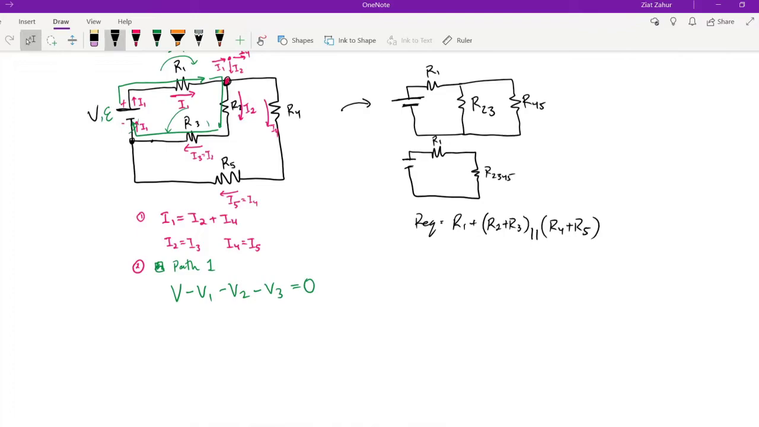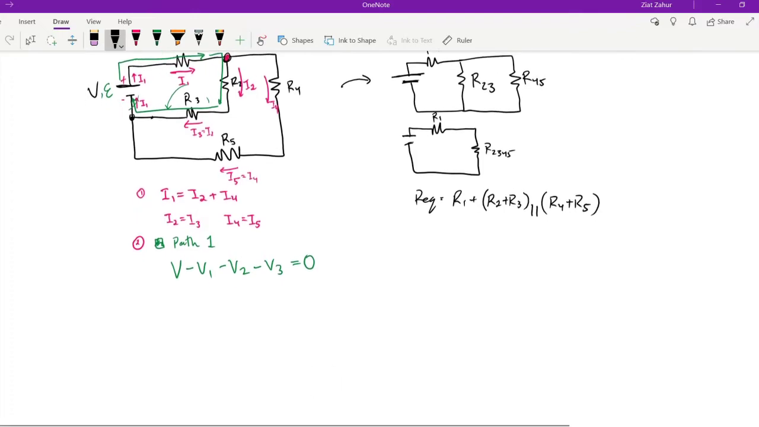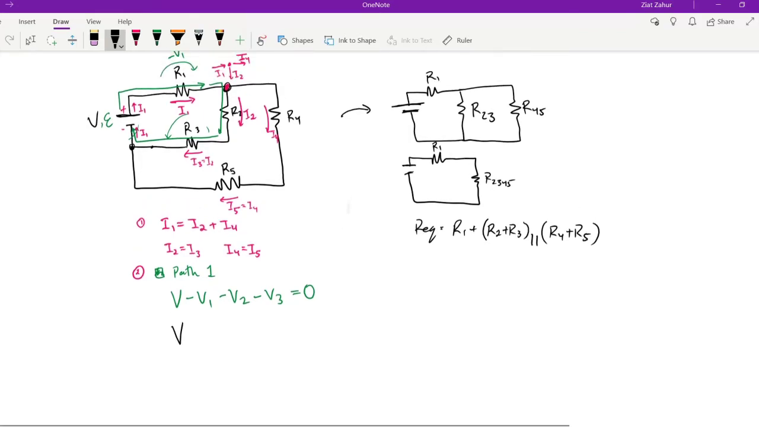And you don't have to leave it in this form because it's not very useful in this form. Let's go and plug in the actual Ohm's law for each encounter. Starting with our battery, we have V. V1 is equal to I1 times R1. V2 is I2R2. V3 is I3R3, but I3 is the same as I2. Therefore, I can say that it's I2R3. And it's equal to 0.